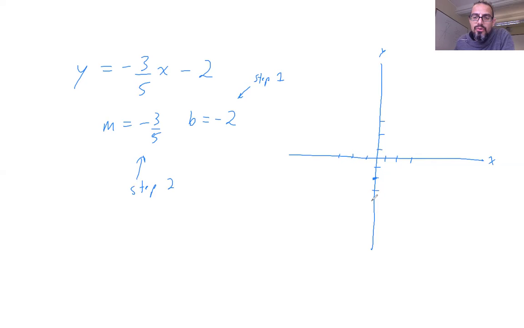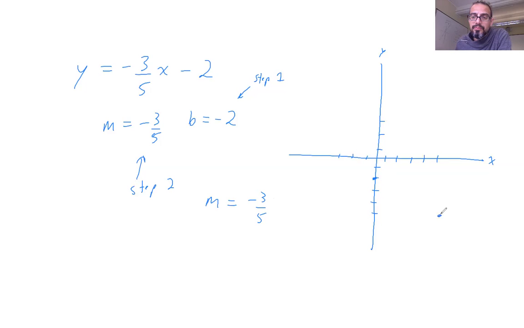From there, you have to apply the slope. Now, the slope is -3/5. If you recall, the numerator is the up or down choice, and the denominator is the left or right choice. Now, -3 means I go down 3, and +5 means I go 5 to the right. Now, we can only apply that negative to one of them. I'm applying it to the numerator, down 3. 1, 2, 3, right? 1, 2, 3, 4, 5.